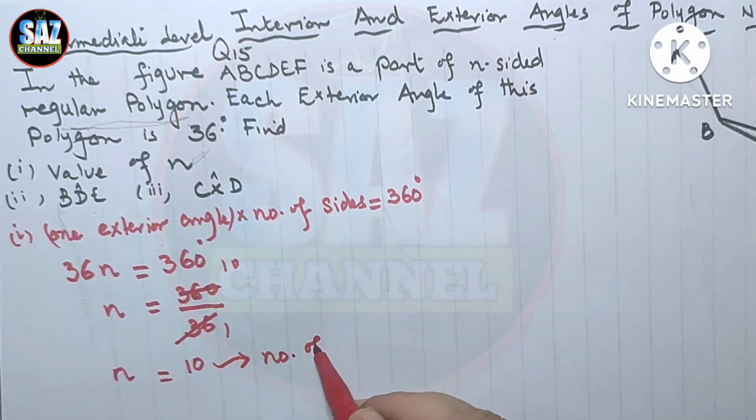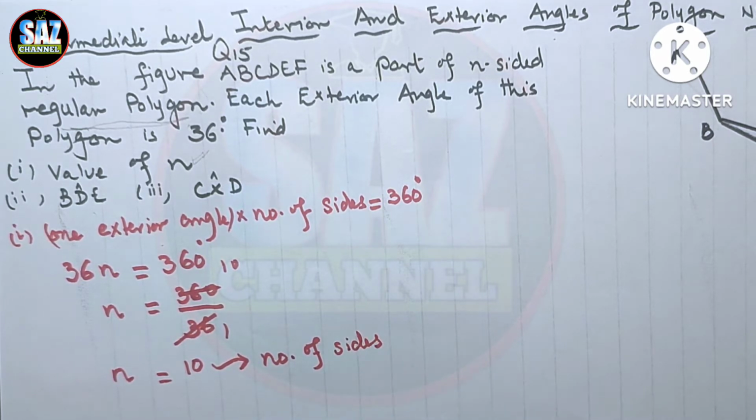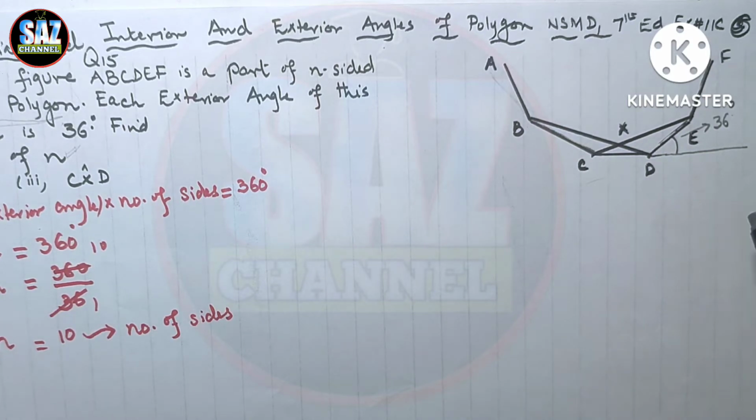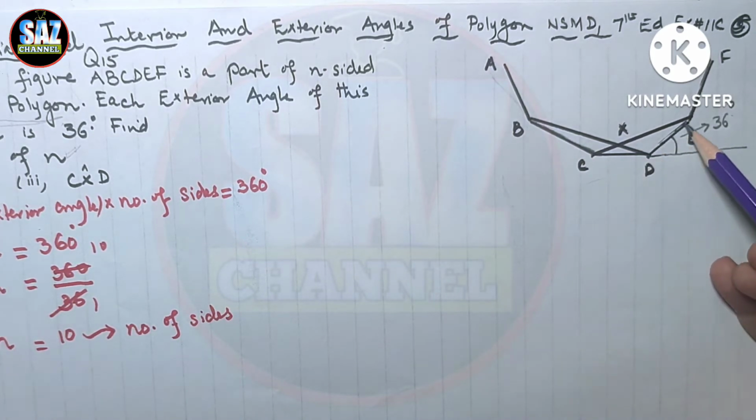Recall the shape which has 10 sides. What's the name of that shape? That is, I hope, decagon. So it means that this diagram is a part of the decagon. Now the second requirement of the question is that we have to find angle BDE. This angle we need to find.